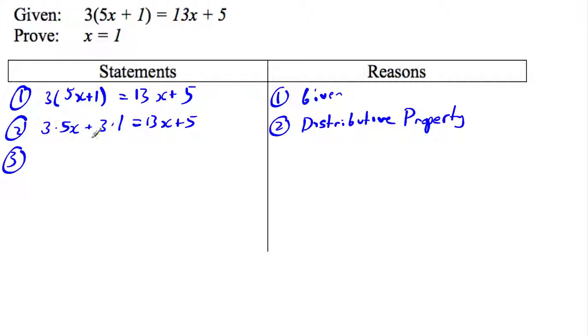Now, in the next step, I'd actually do this multiplication. So what is 3 times 5? That's 15. 3 times 1 is 3, and then I get this other side here. So what did I do there? That's the substitution property.